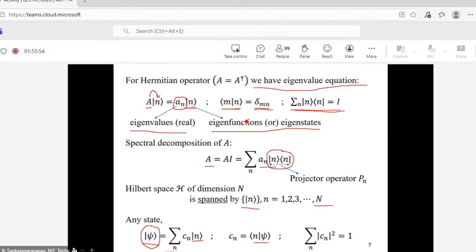Because of this orthogonality property, we can easily see that Cn is nothing but <n|psi>, right? And these Cn are such that the sum over n of |Cn|^2 is equal to 1. Again, this equation ensures that this wave function is a normalized one. Normalized means the norm of the vector psi is 1.